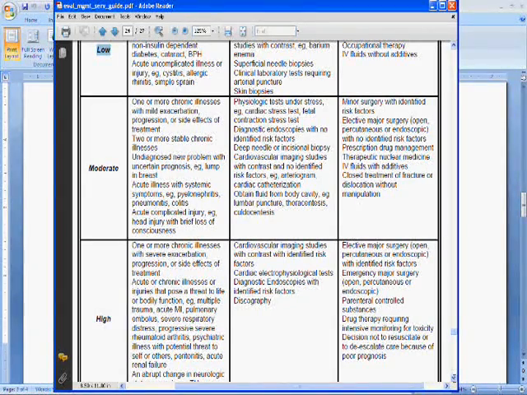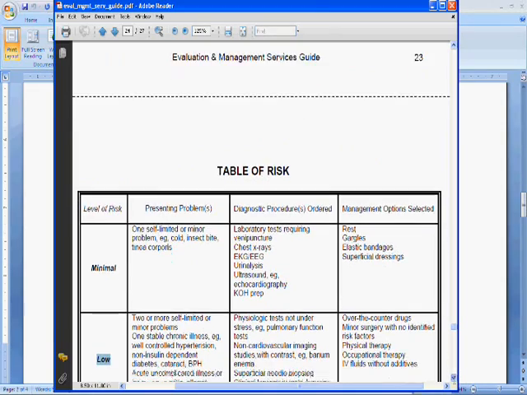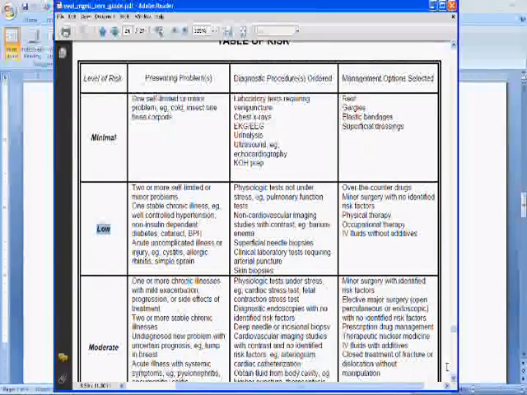For high risk, it would be a cardiovascular imaging study with contrast, or a cardiac electrophysiological test, or discography. These things are pretty serious. They're borderline surgeries, not just diagnostic tests. So we know that for our patient that we're evaluating now is that it's typically in the minimal category. So then we'll go ahead and go on to the management options selected.